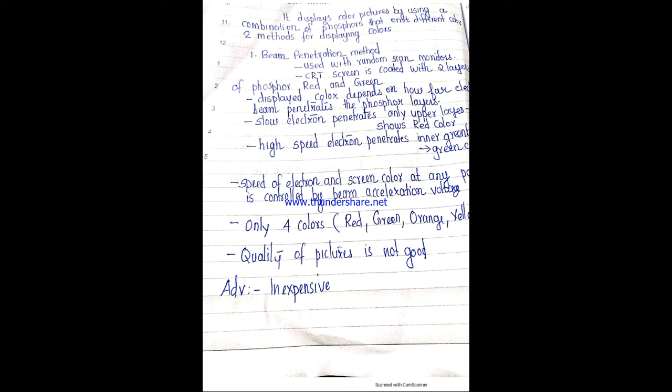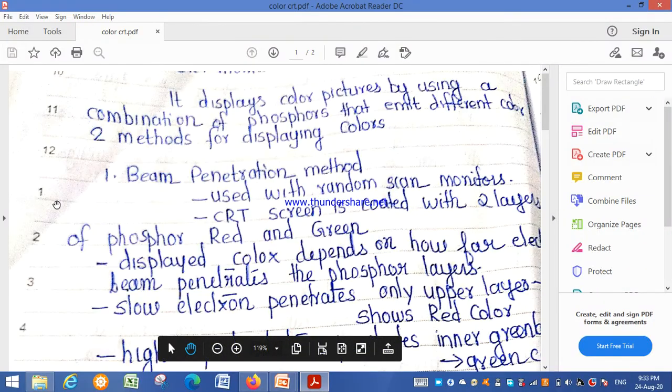Next we can discuss the shadow mask method. I already said that the shadow mask method is used in raster scan systems. Its advantage is that it can produce a wide range of colors, but in the beam penetration method, we can only generate 4 colors. Before discussing the shadow mask method, we can go to the diagrammatic representation of the beam penetration method.